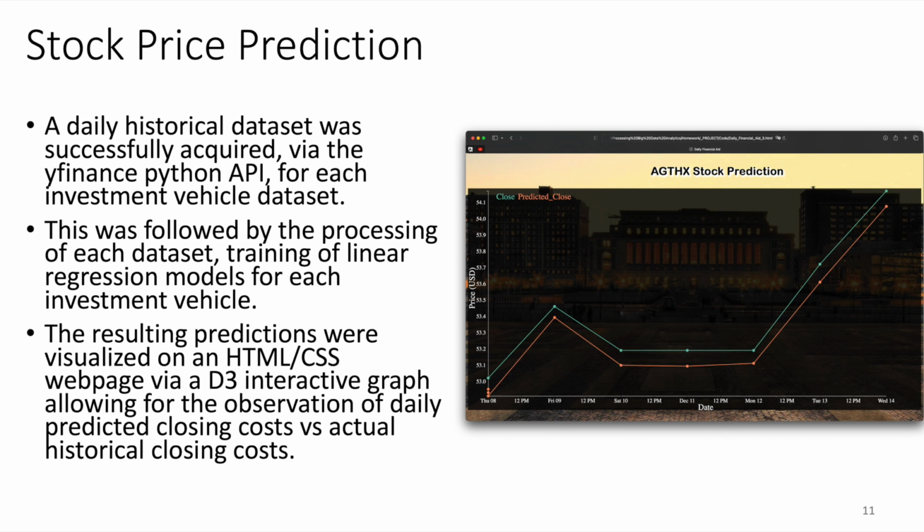Lastly, stock price prediction was implemented into the daily financial aid. First, a daily historical dataset was successfully acquired via the Y Finance Python API for each investment vehicle dataset. Next, this was followed by the processing of each dataset and the training of a linear regression model for each investment vehicle. The resulting predictions were visualized on an HTML CSS web page via a D3 interactive graph, allowing for the observation of daily predicted closing costs versus actual historical closing costs. This enables a user to then make estimated and smart decisions for investment portfolio growth.